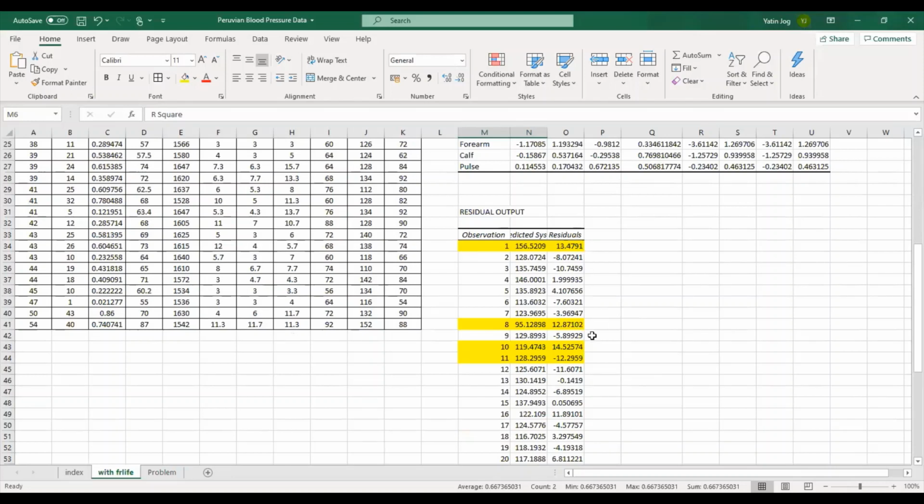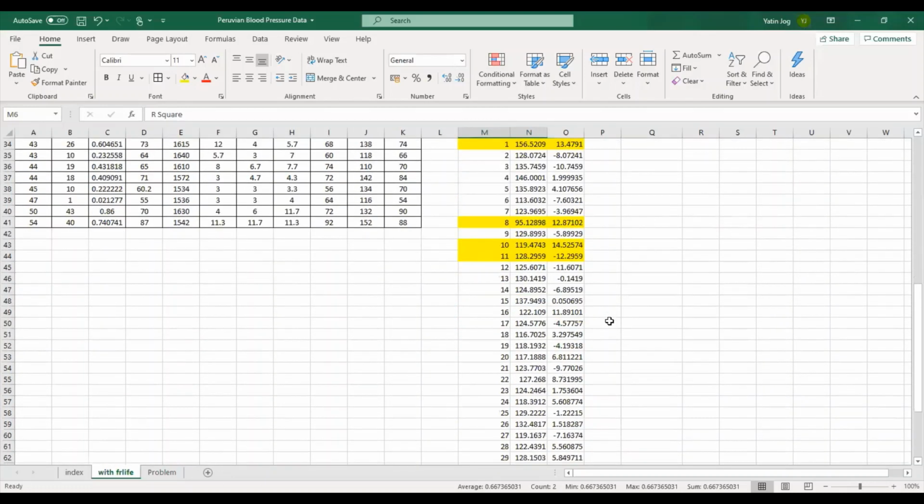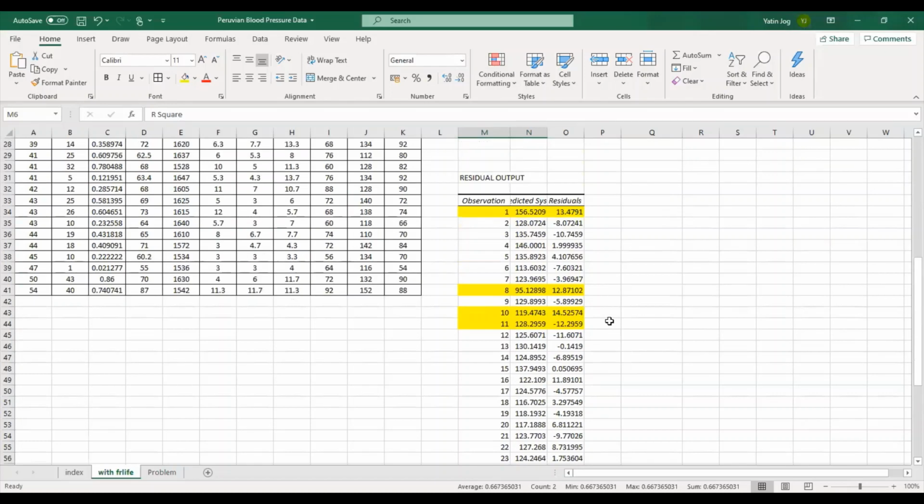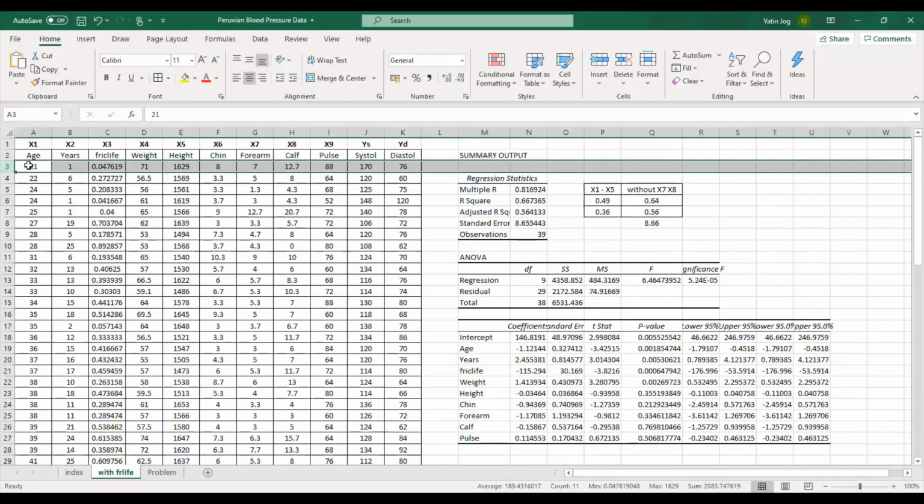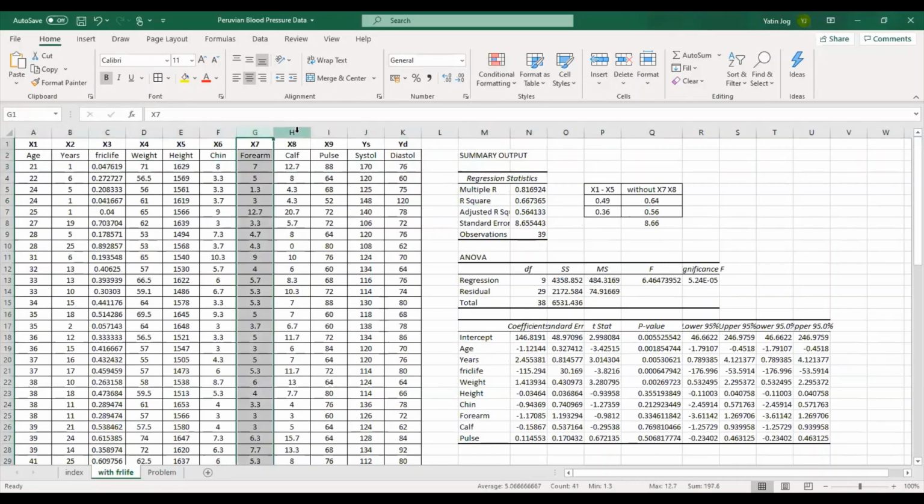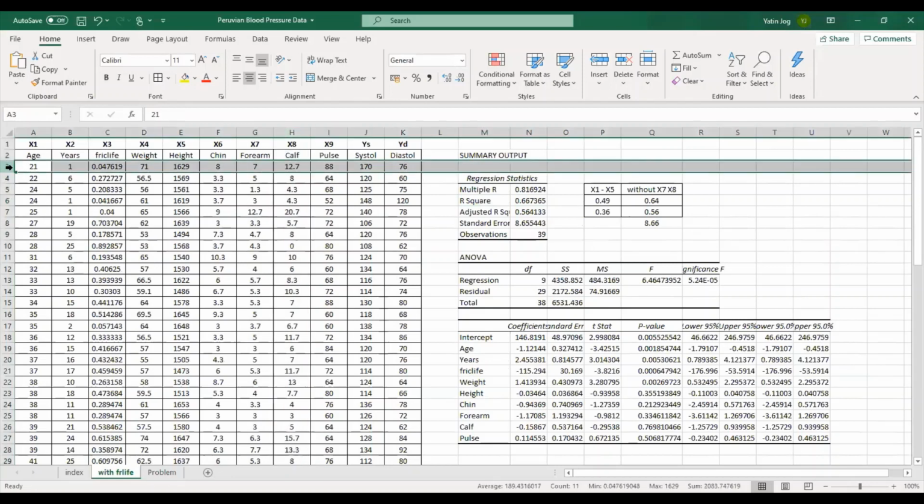So I find that these 4 observations are having deviations which are greater than 12. Now what I want you to do is, take 2 minutes and exclude observation number 1. This is my observation number 1, so you have to exclude this row. We are not excluding the columns, we are going to exclude the rows.